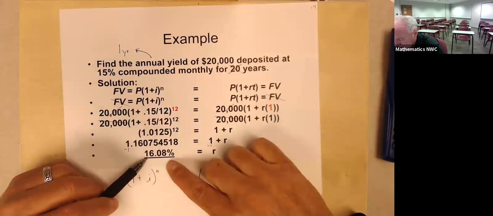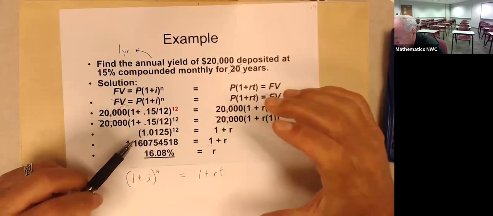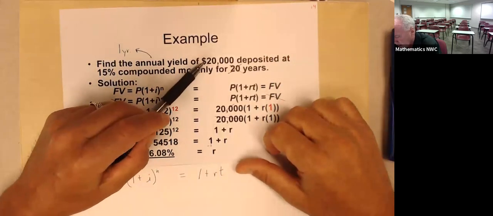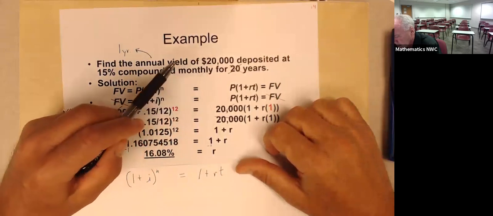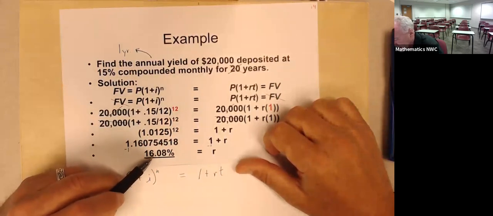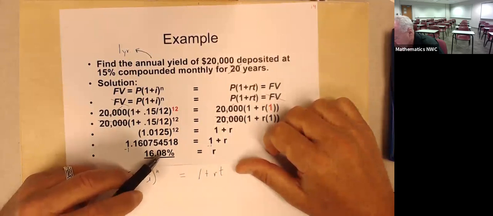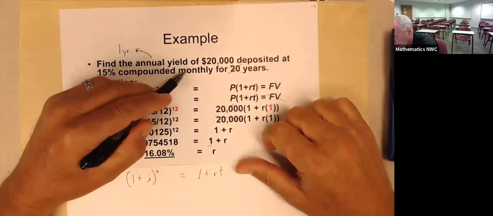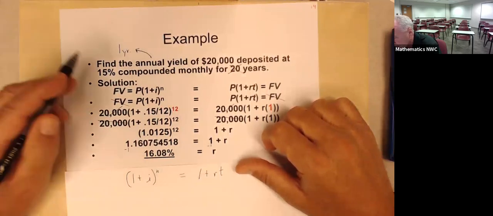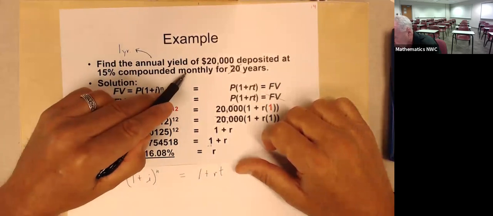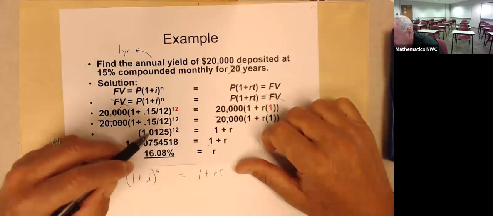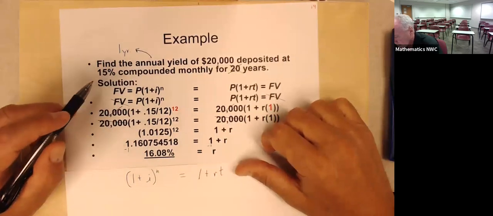What does this 16.08% really mean? It means this. If I had taken this 20,000 and put it at simple interest, I would have had to put it at 16.08% interest to give me the same amount as what 15% interest compounded monthly gives. I'm going to try to say that in a different way. 15% compounded monthly is the same as 16.08% compounded yearly. What I have compounded yearly is my annual rate. Okay?